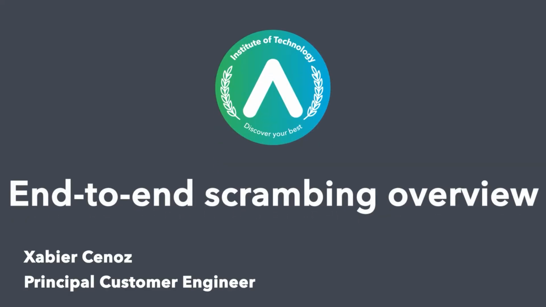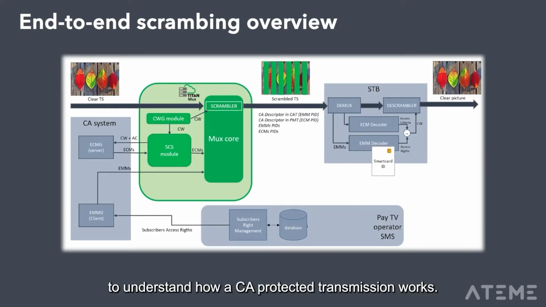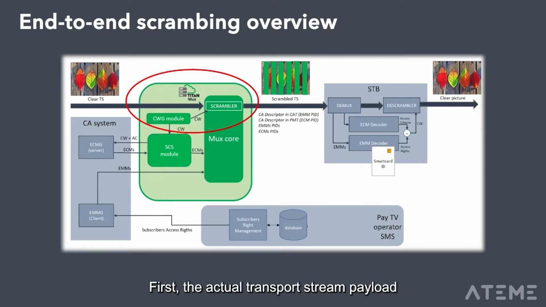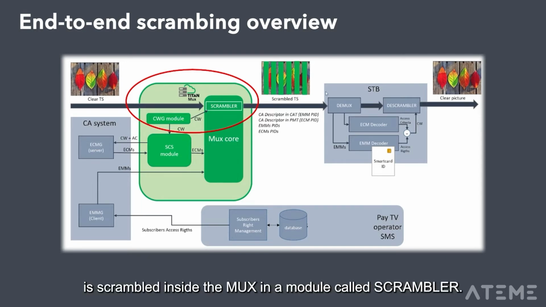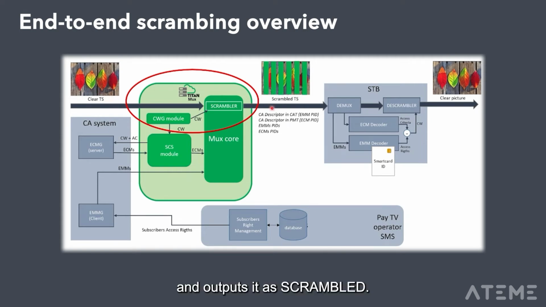End-to-end scrambling overview. In this schema, you can find everything you need to know to understand how a CA-protected transmission works. But let's break this schema into parts. First, the actual transport stream payload is scrambled inside the MUX in a module called Scrambler. So the MUX acquires the transport stream in the clear and outputs it scrambled.